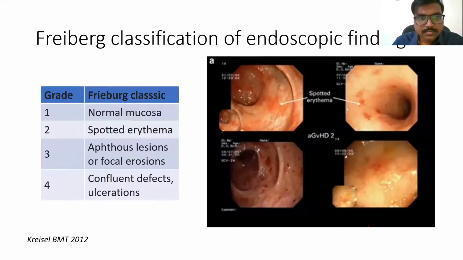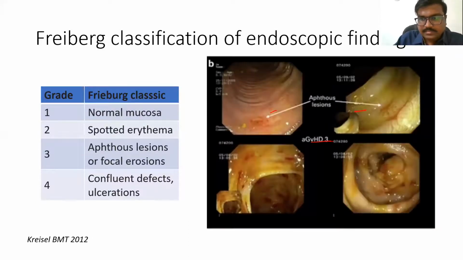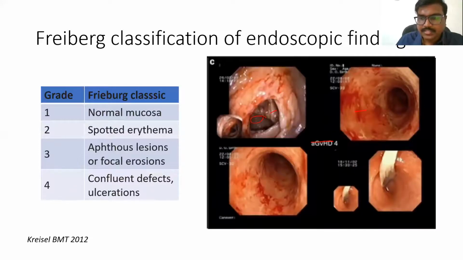So first, the endoscopic appearances. They have classified the endoscopic appearance. Grade one is considered normal mucosa. In grade two, there is usually spotted erythema. In grade three, there are abscess lesions or focal erosions. And in grade four, there are confluent defects or complete denudation of the mucosa, leading to ulcerations and bleeding.